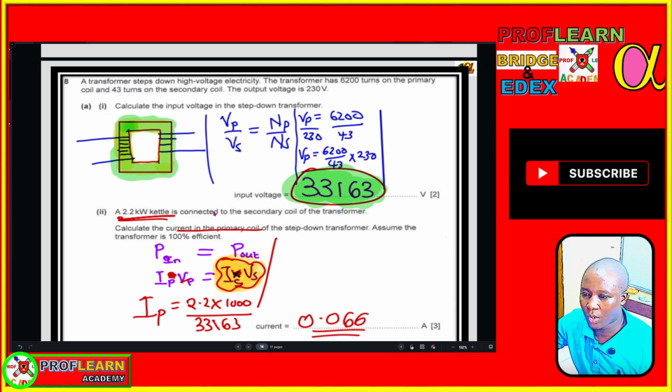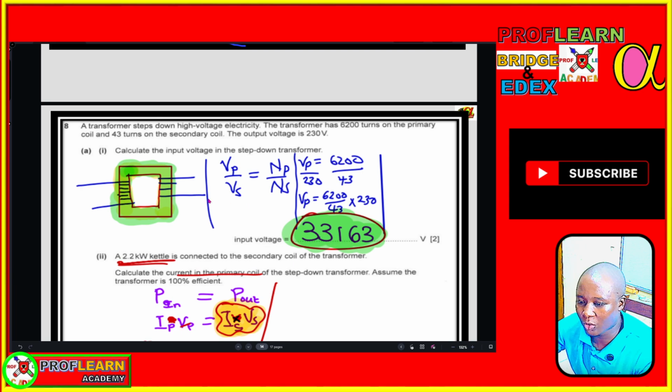In question number 8, we are going to talk about transformers. You need to understand the concept of transformers. Remember, we have two types of transformers: step-up transformer and step-down transformer. A step-up transformer increases voltage, and it has more turns in the secondary coil than the primary coil. But a step-down transformer, as you can see here, is used to reduce voltage.